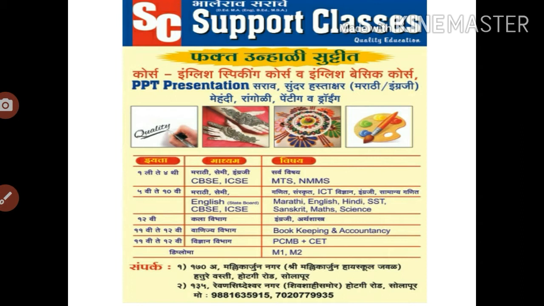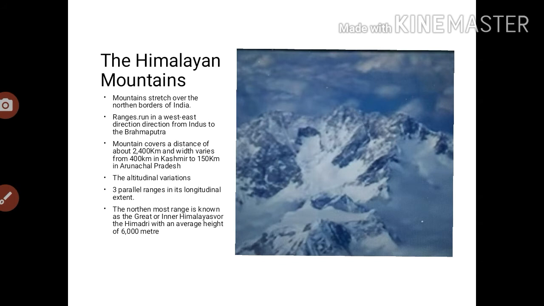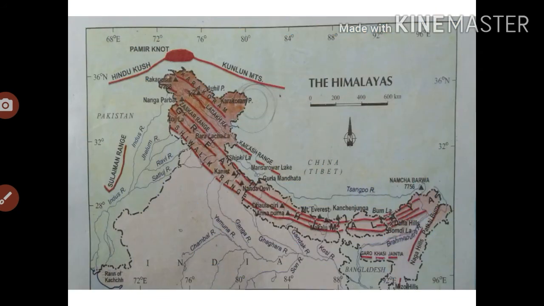Now today we will move towards the next part in this chapter, that is major physiographic divisions. In our previous videos we have only studied about physiographic divisions. Now we will see the detailed study of the Himalayan mountains. See here, I have shown you the picture of Himalaya. Again, one another picture is there of Himalaya. We will start.